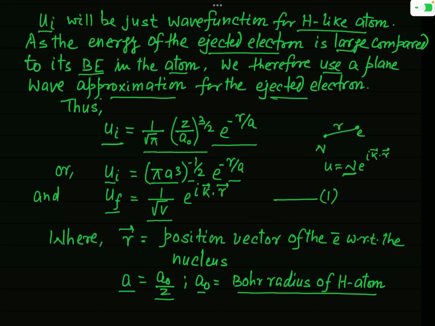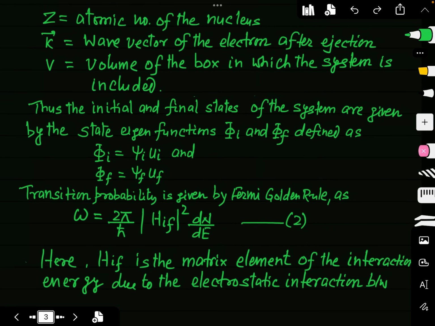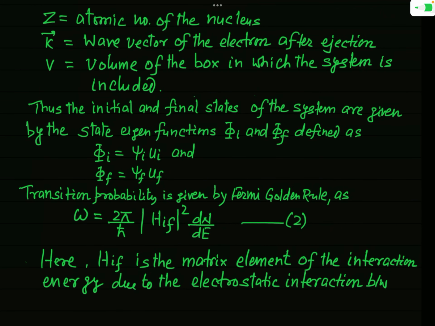So I have directly written here that this UF will be equal to 1 over root V times e to the power i k dot r. So you can say that this 1 over root V is just the normalization factor, and V is the volume inside which you consider your system. Okay, and in this expression, what is this k? This k is the wave vector or the propagation constant. Okay, and all these things I have mentioned here, you can see.